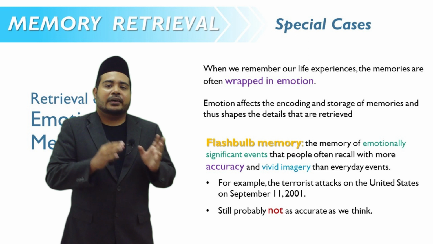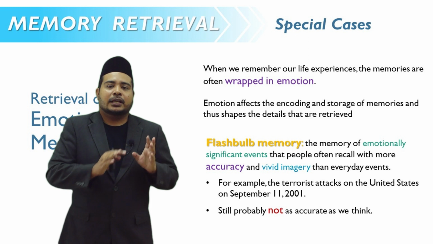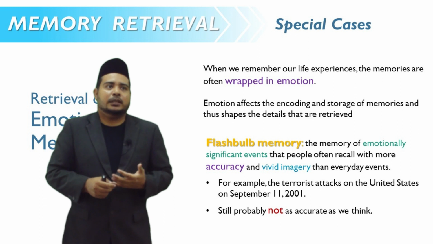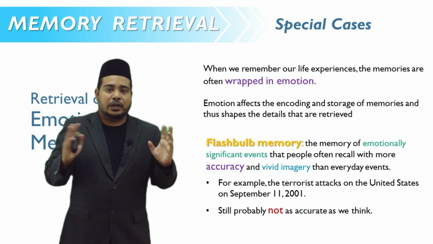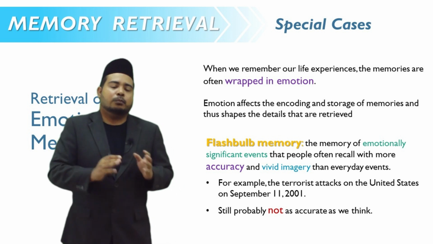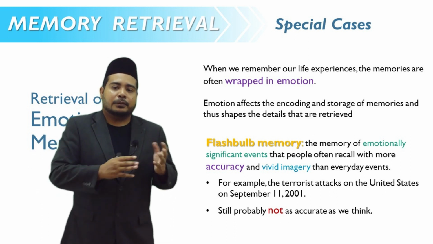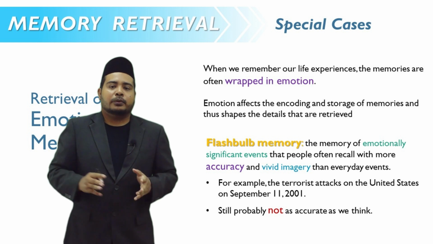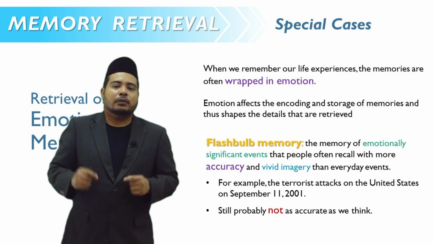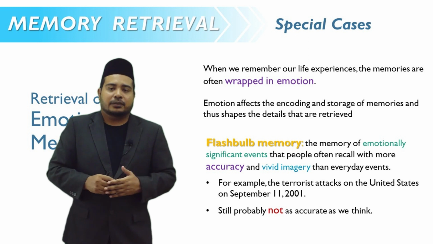So emotion affects the encoding and storage of memories and thus shapes the details that are retrieved. When we experience traumatic events or very happy events, we tend to remember them in more detail. Under emotional memories, we also experience flashbulb memory. Flashbulb memory is the memory of emotionally significant events that people often recall with more accuracy and vivid imagery than everyday events.